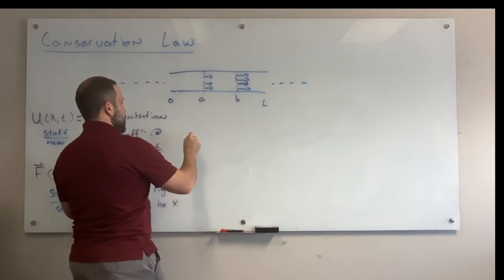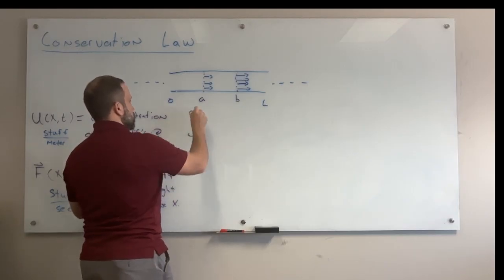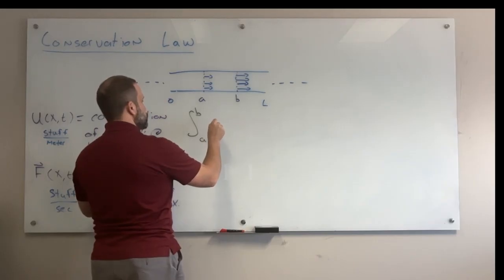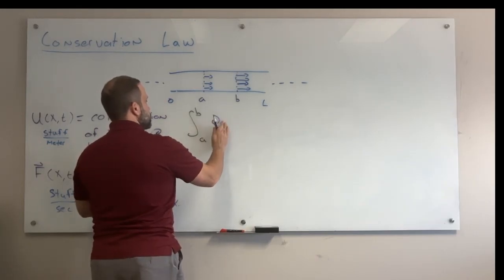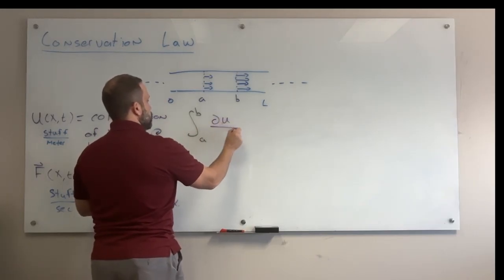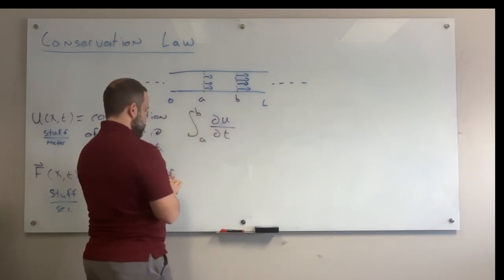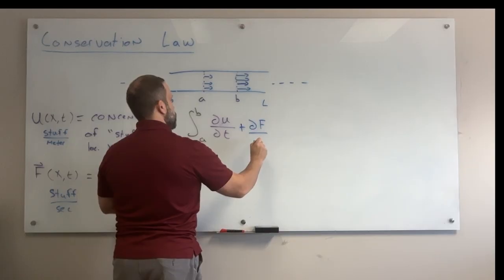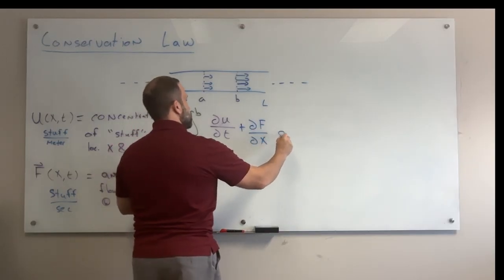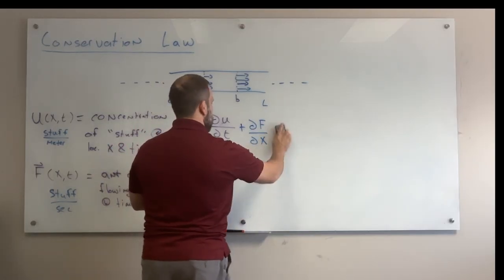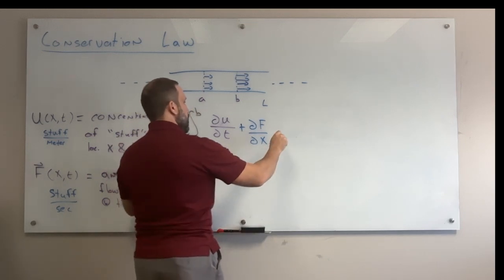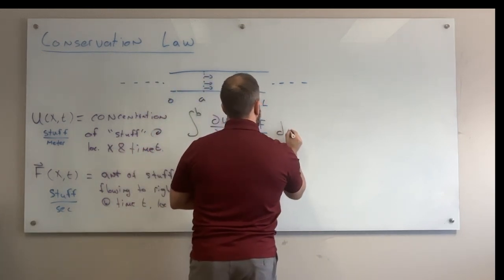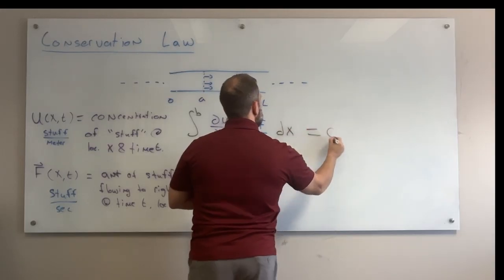And this is going to be the integral from A to B. I don't know why I am so committed to these colors. The partial derivative of u with respect to t plus the partial derivative of f with respect to x, dx, is equal to 0.